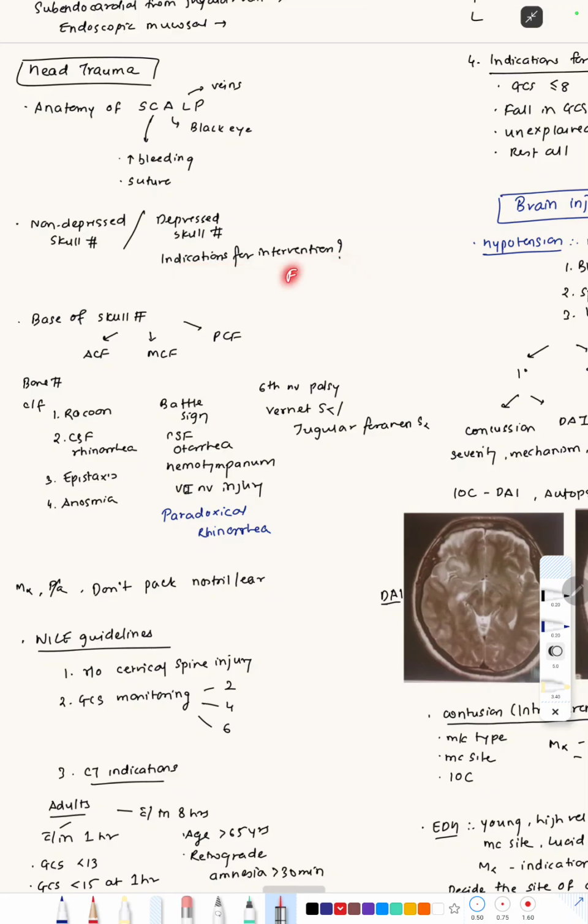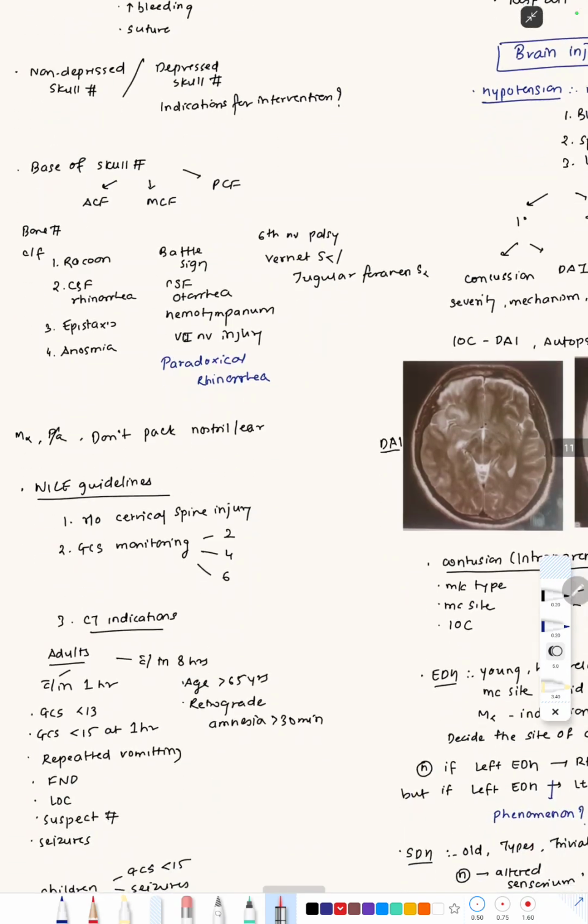Indication is if there are focal neural deficits present, or if the thickness is more than that of the skull thickness. Then the base of skull fracture, that can be either anterior cranial fossa, middle cranial fossa, or posterior cranial fossa. The bone fracture in anterior cranial fossa is the cribriform plate. It is associated with raccoon eyes, CSF rhinorrhea, epistaxis, and anosmia.